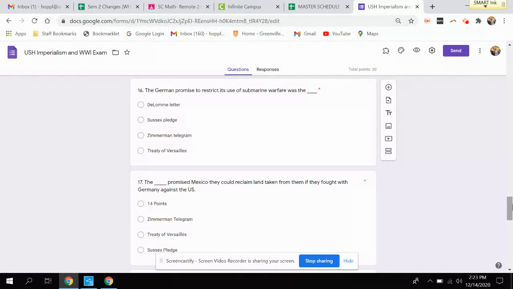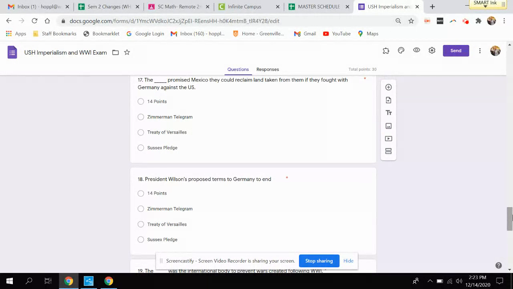Question 16. The German promise to restrict its use of submarine warfare was this: the Dulome Letter, the Sussex Pledge, the Zimmermann Telegram, or the Treaty of Versailles? Question 17. This promised Mexico they would reclaim land taken from them if they fought with Germany against the United States. Was that the 14 points, the Zimmermann Telegram, the Treaty of Versailles, or the Sussex Pledge?